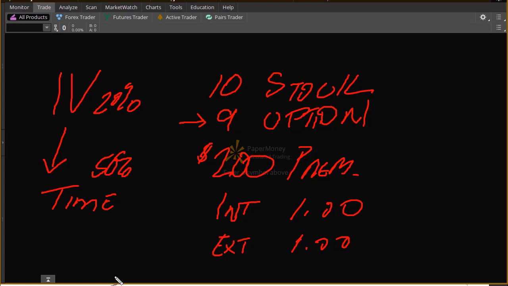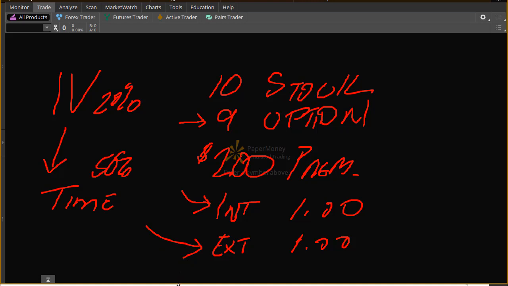Yes, but what part of the option goes up? See, the intrinsic value doesn't change. There's no change. Implied volatility has no change on the intrinsic value of an option. No effect whatsoever. So only the time value of that option goes up.